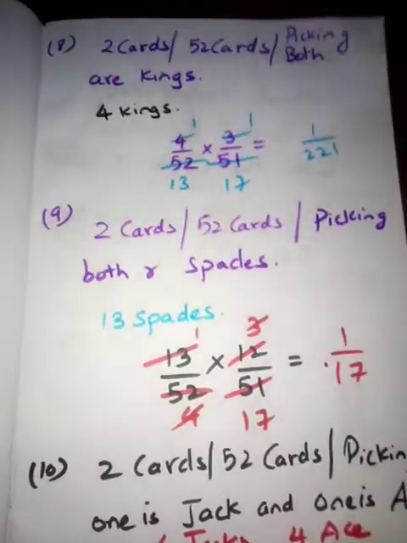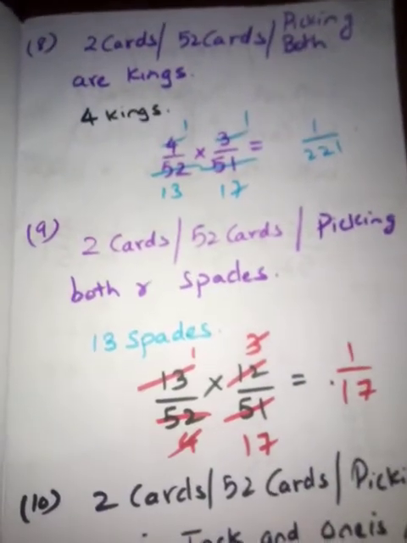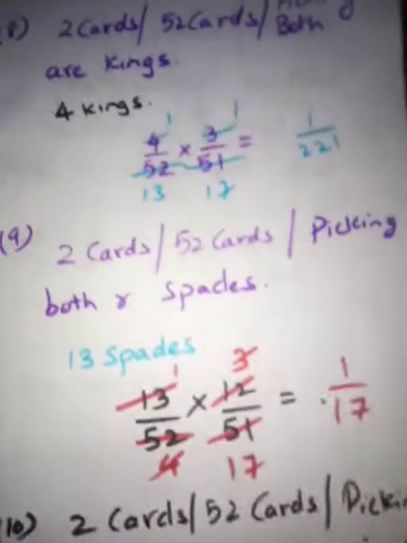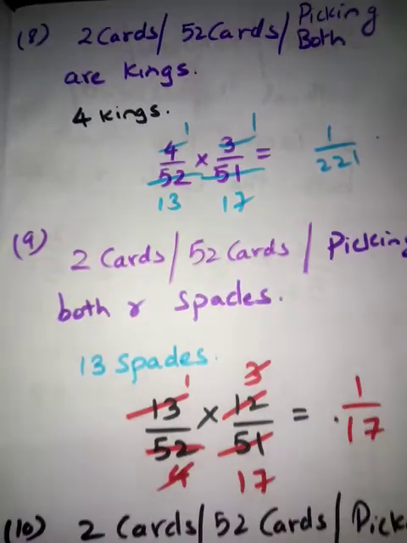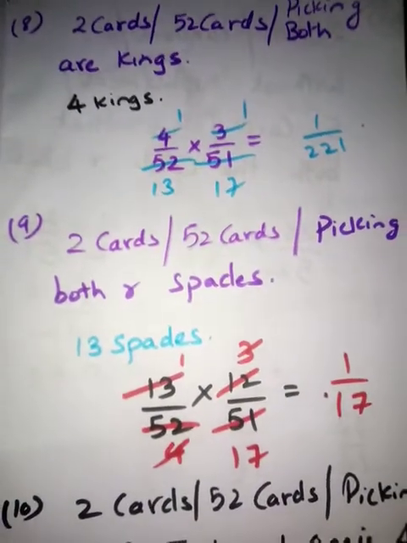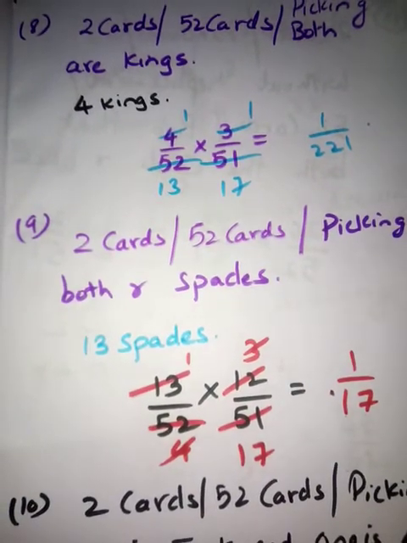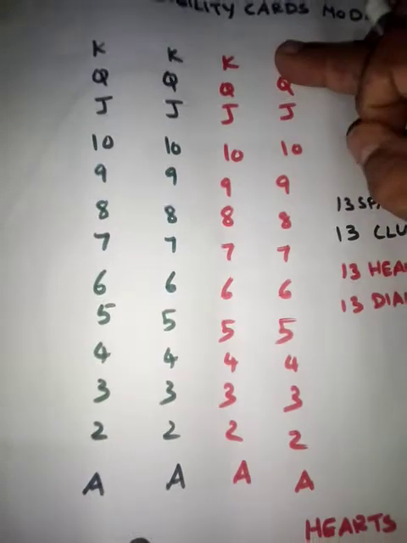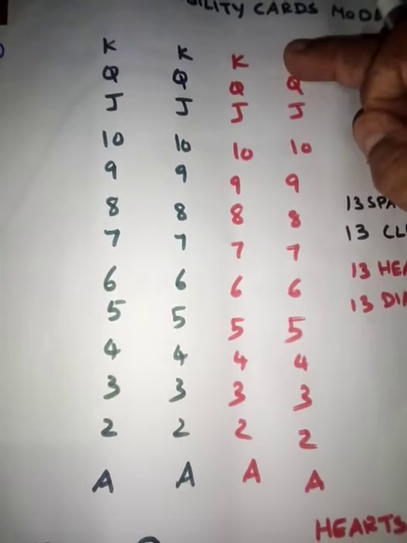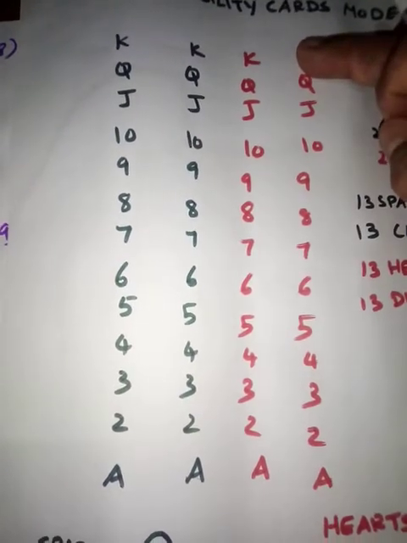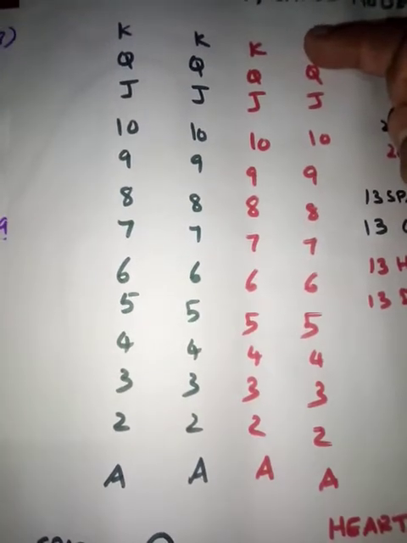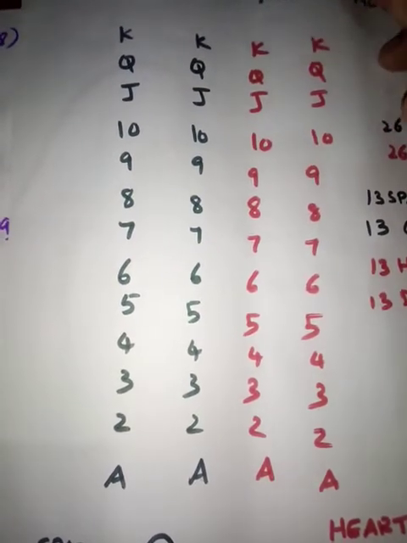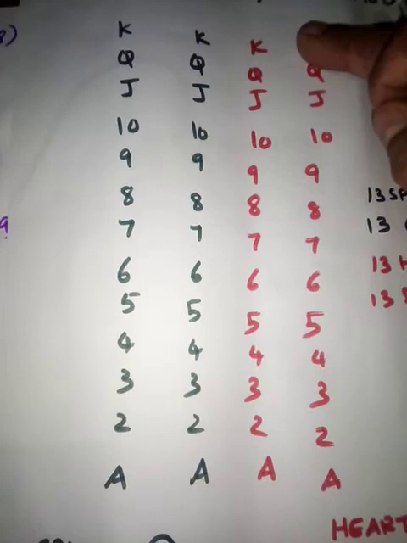Coming to the second one, when 1 card is removed from 52, we have 51 cards alone. Out of the 4 kings, 1 king is gone. We have only 3 kings now. Out of the 4, if I remove, say, this one, I have only 3 kings left. So the number of cards you are seeing on the screen is nothing but 51. It was 52, now it is 51.